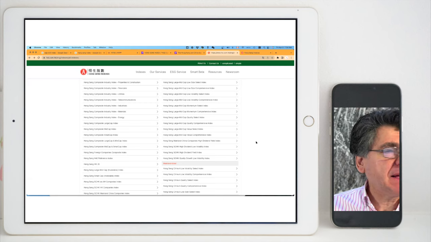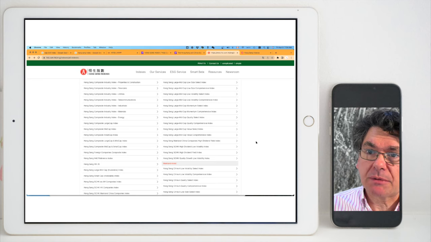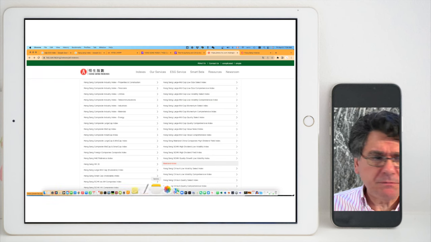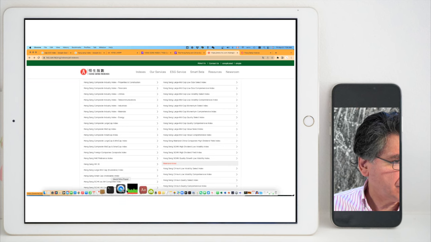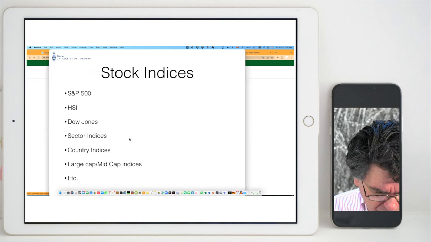All right, so this is my introduction to the indices. Any questions about this? I suspect you knew this already, but any questions? Okay, so if there are no more questions, I'm going to go back to my description of the indices.